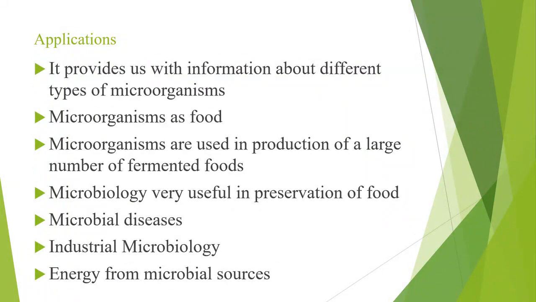Then, coming to the applications of the science of food microbiology, it provides us with information about the different types of microorganisms. Next is microorganisms used as food. Microorganisms are used in the production of a large number of fermented foods. Microbiology is very useful in the preservation of food items. They are involved in many microbial diseases, in industrial microbiology, and in energy from microbial sources. What are the different areas of interest under the science of food microbiology, or what are the areas where we can specialize after studying food microbiology?